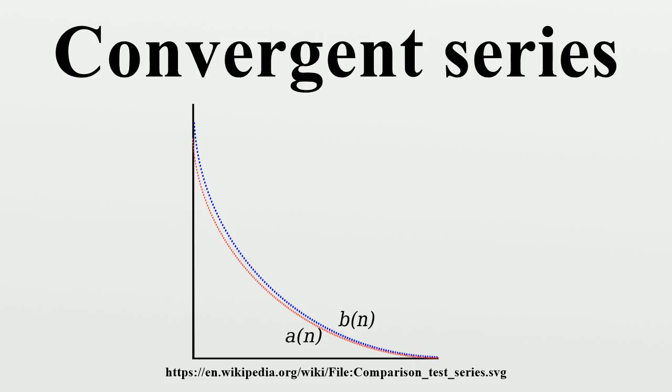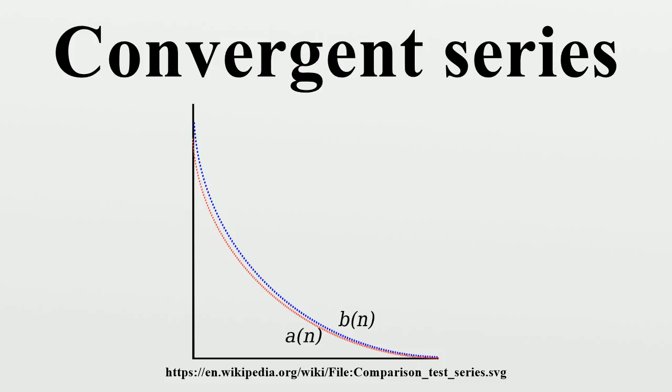Convergence tests. There are a number of methods of determining whether a series converges or diverges. Comparison test. The terms of the sequence are compared to those of another sequence. If, for all n, converges, then so does. However, if, for all n, diverges, then so does.